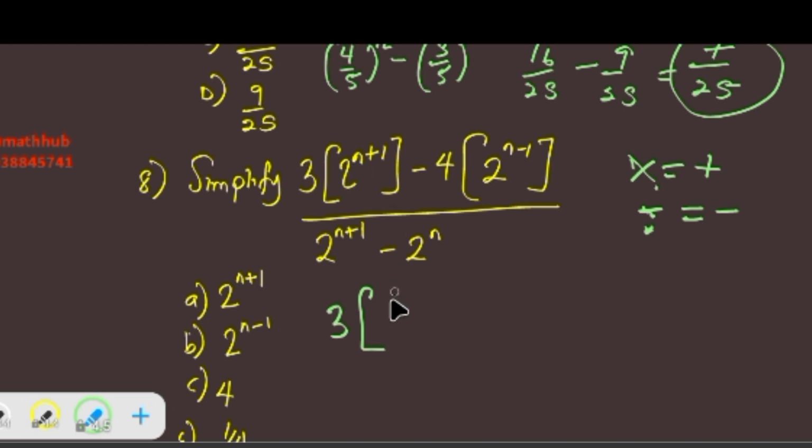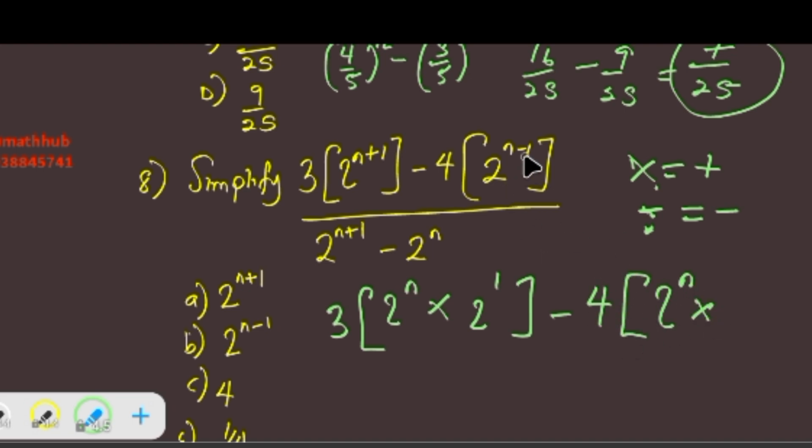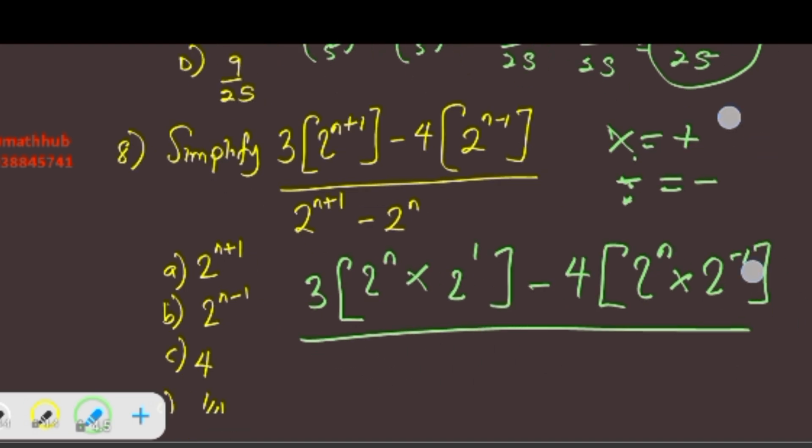I'm going to break here as 2 to the power n. This plus is times, then 2 to the power 1. So when I reverse it back, it will give me 2 to the power n plus 1. You understand? Then minus 4. This one will give me 2 to the power n times, this one is minus 1 here, 2 to the power minus 1. Divided by, go for the down one here.